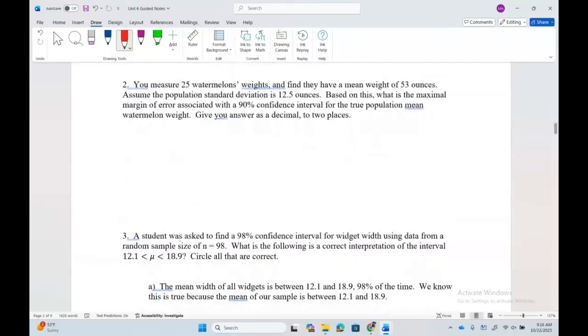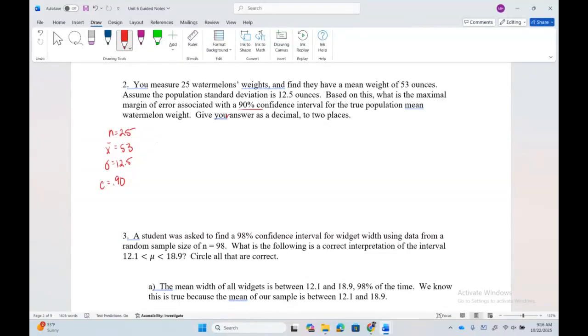All right, so next problem. When you measure 25 watermelons and find they have a mean weight of 53 ounces. Assume the population standard deviation is 12.5 ounces. Based on this, what is the maximum margin of error associated with a 90% confidence interval for the true population mean watermelon weight? Give your answer as a decimal to 2 places.